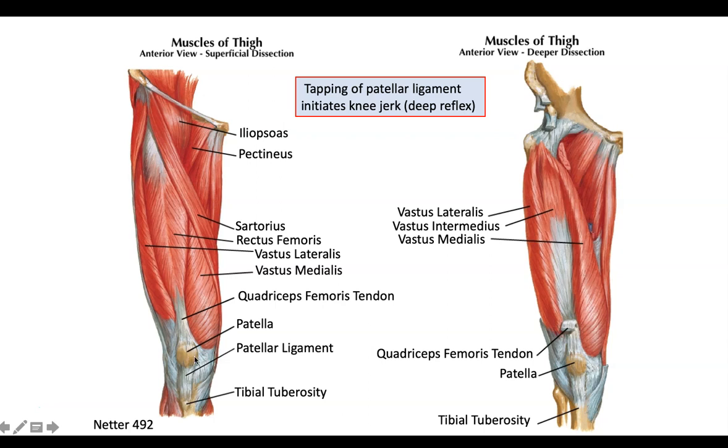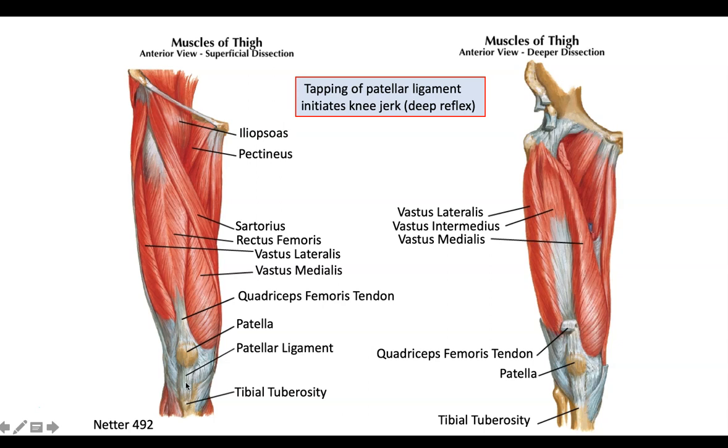The patellar ligament is the extension of the tendon of the quadriceps femoris muscle. So the quadriceps femoris muscle tendon has this sesamoid bone. The patella is the largest sesamoid bone of our body. It lies within the tendon of the quadriceps femoris muscle. And this patellar ligament is used for the knee jerk.